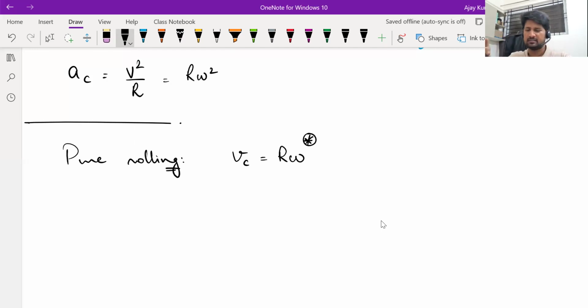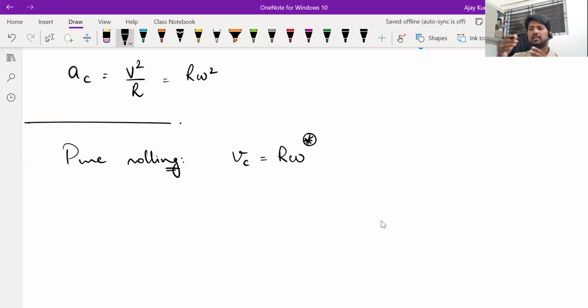For example, you take a car itself. Suppose the car is initially at rest. V is 0, omega is also 0. Then V is equal to R omega is satisfied. But you gently accelerate the car. Car, bicycle, bike, whatever it is. You accelerate gently, then you can gain speed without skidding. Means pure rolling is possible while accelerating as well. And same with retardation, or while slowing down also. You can apply brakes gently and bring the vehicle to rest without skidding.